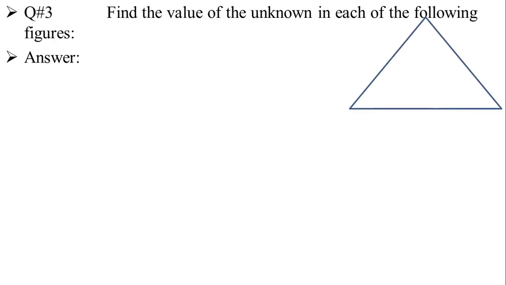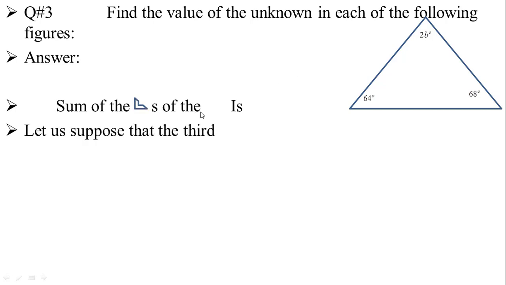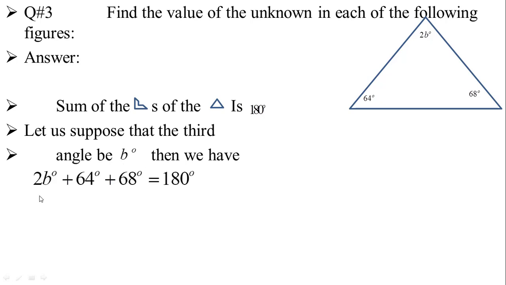Let's move to the second part. In the second diagram, part B, the given angles are 2b degrees and 68 degrees, and the third angle is 64 degrees. We can find the unknown value of b. So we know that the sum of the angles of a triangle is 180 degrees. Let us suppose that the third angle is b degrees. We have 2b degrees plus 64 degrees plus 68 degrees is equal to 180 degrees.